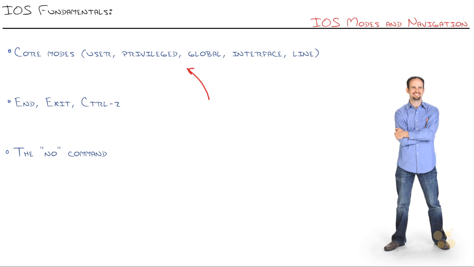Okay. So we have seen the core modes, how to move between modes, and then how to bail yourself out if you've typed a command that you don't think should be in there.